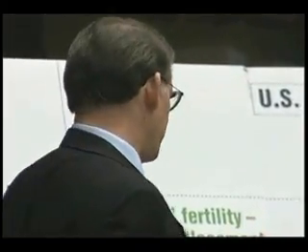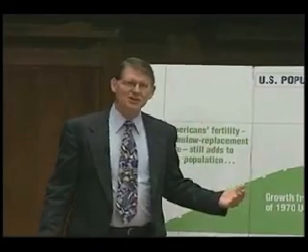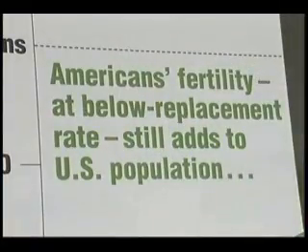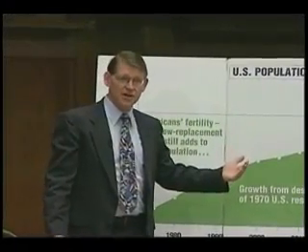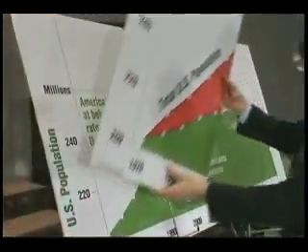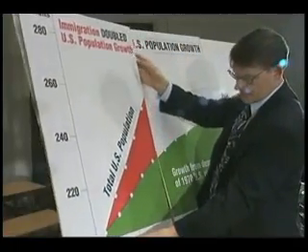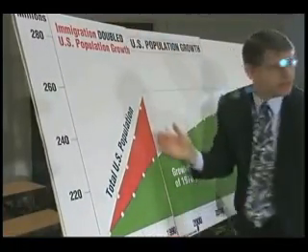That is, replacement level fertility is when you have the same number of people being born as are dying each year. Replacement level immigration is when you have the same number of people coming in as leave each year. Right now, about 200,000 Americans leave the country permanently each year. This is what the Census Bureau tells us actually happened in the last 20, 25 years.